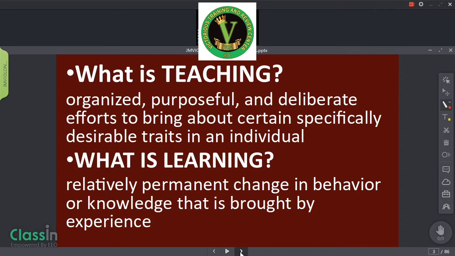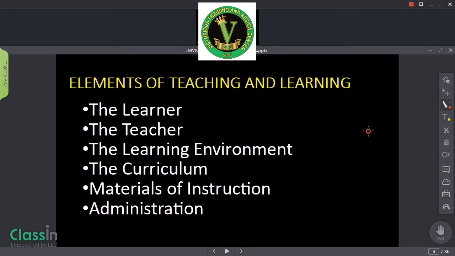So, how do we define teaching? It's an organized, purposeful, and deliberate effort to bring about certain specifically desirable traits in an individual. On the other hand, when we talk about learning, this pertains to the relatively permanent change in behavior or knowledge that is brought by experience.